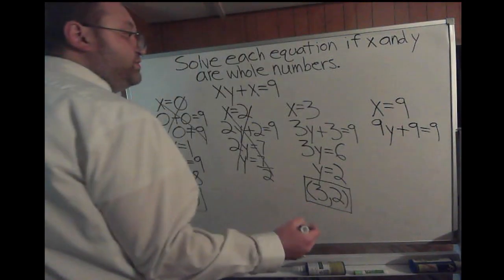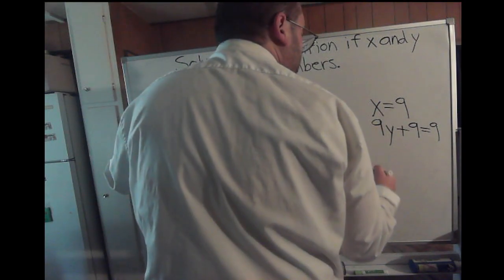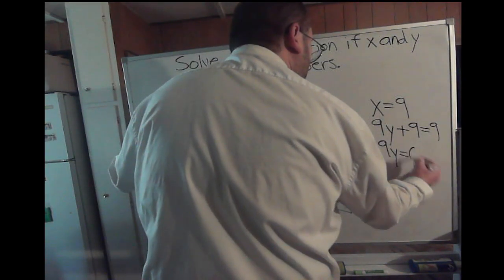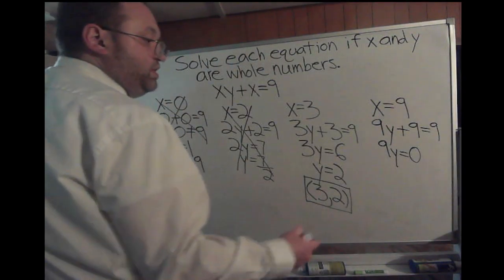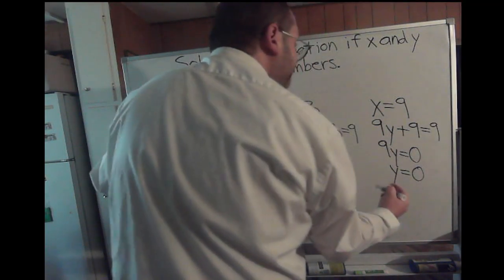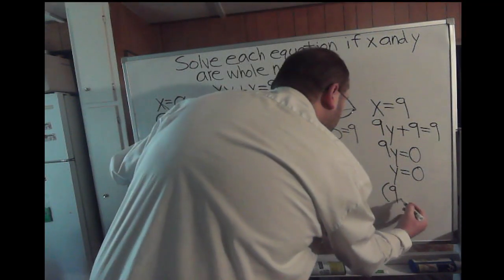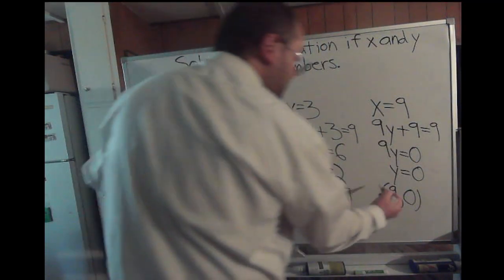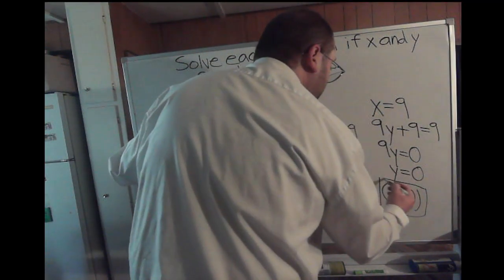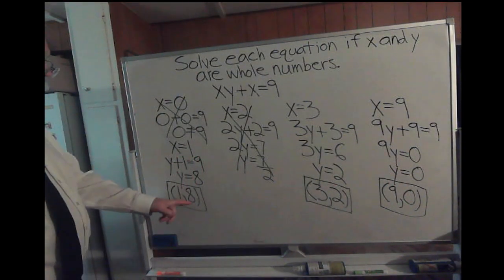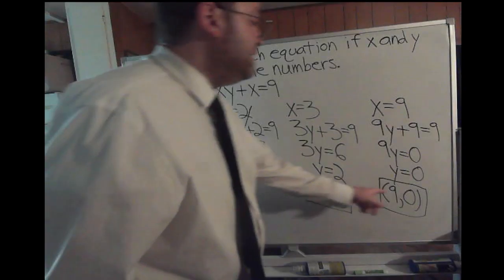Well, you want to solve for just 9y. So you subtract 9 from both sides, you get 9y equals 0. Well, you want to solve for just y, so divide both sides by 9, you get y equals 0. So when x equals 9, y equals 0. And those are viable solutions because 9 and 0 are both whole numbers. So actually there are 3 solutions to this. You have 1, 8, 3, 2, and 9, 0.